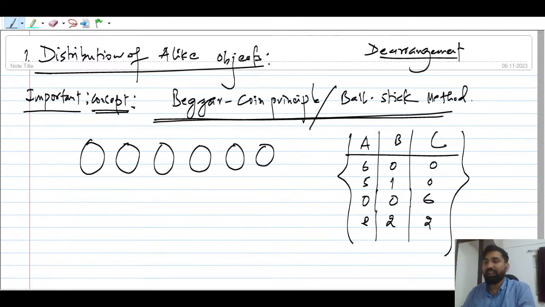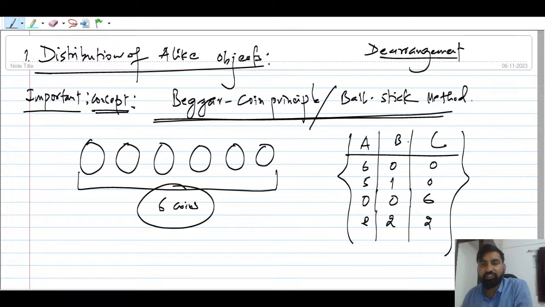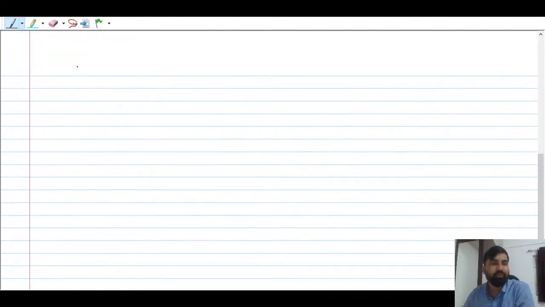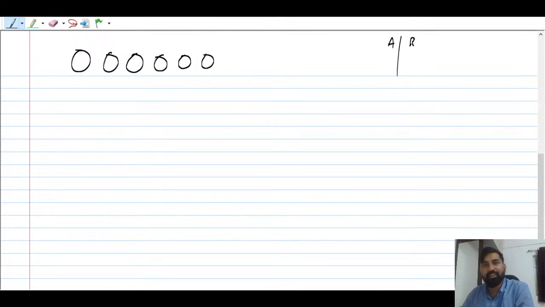So what is the meaning of that? How many coins are there here? There are six coins, and you are distributing to three beggars. So what is the meaning of the ball stick method? That is also something you have to keep in mind. Suppose you have six coins here, and you have to distribute these six coins among three beggars. What you can do is draw two sticks. Suppose there are three beggars, so you have to draw two sticks.